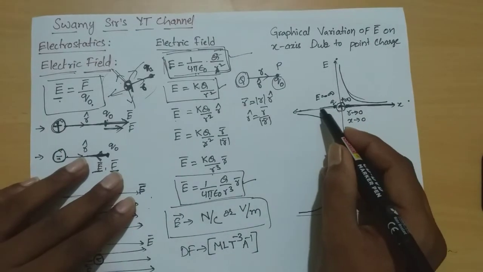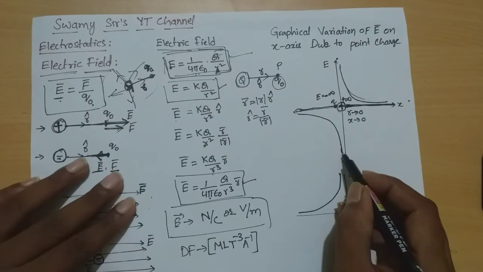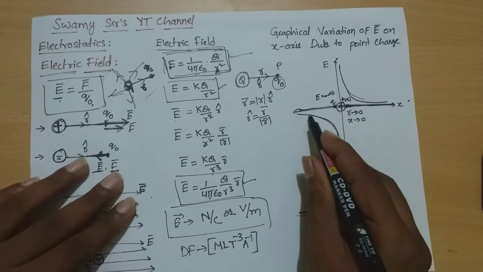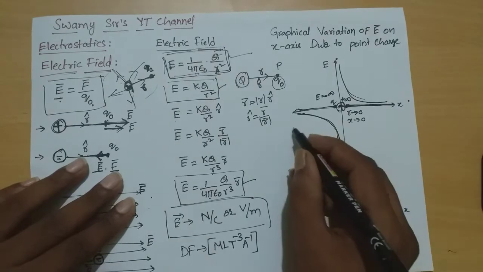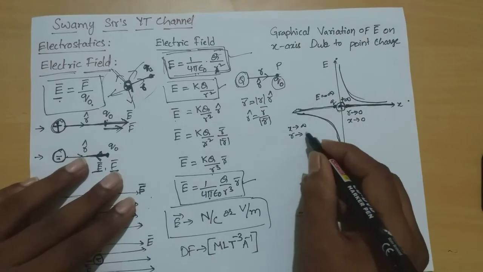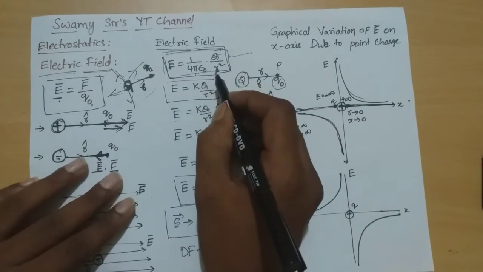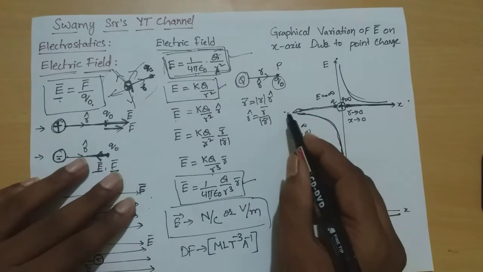Now if you are going away from this charge, electric field intensity decreases. So here it is maximum, now decreasing. At r, or x, tends to infinity, at infinity distance, something divided by infinity gives 0. That means the electric field becomes 0.